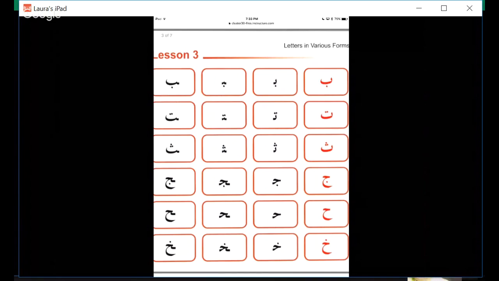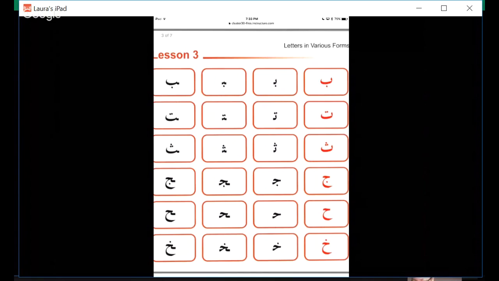So here we have ba at the beginning, in the middle, and at the end of a word. Ta in isolation, followed by the beginning, the middle, and the end of the word. Sa in isolation, followed by how it looks at the beginning of a word, in the middle, and at the end of the word.